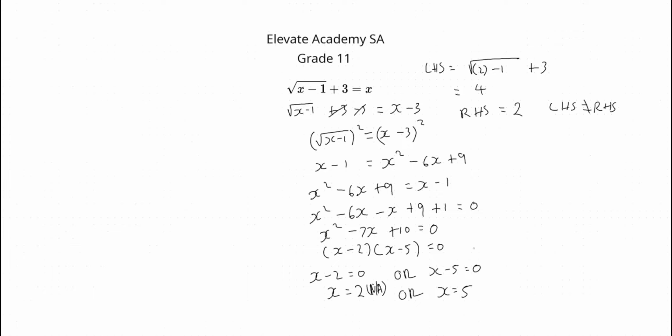And let's just test for x equals 5. We'll have the square root of 5 minus 1, plus 3. This will be our left-hand side. And here we can see that 5 minus 1 is 4. The square root of 4 is 2. And we're going to get 2 plus 3, which is equal to 5. And then when we test our right-hand side, which is simply x, we see that x is equal to 5. And then we can see that the left-hand side is equal to the right-hand side. And that's what we want. So 5 is a perfectly good solution.